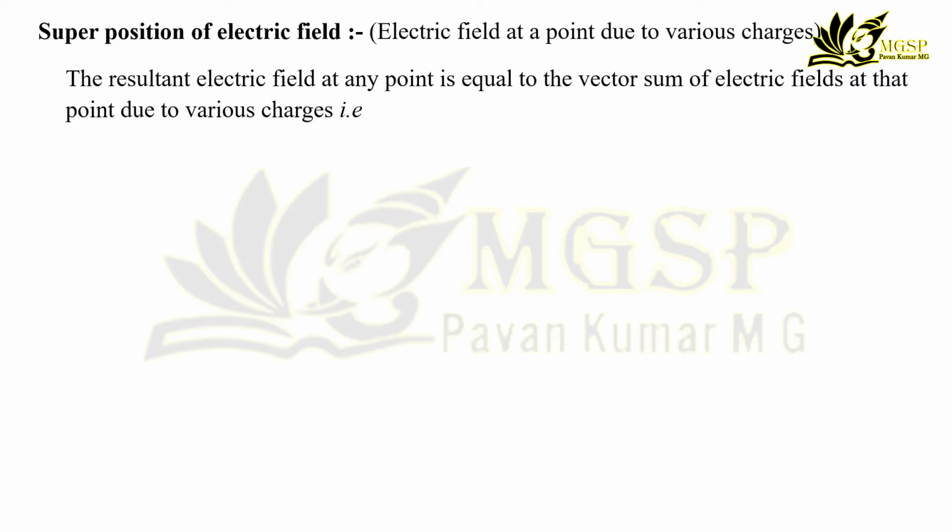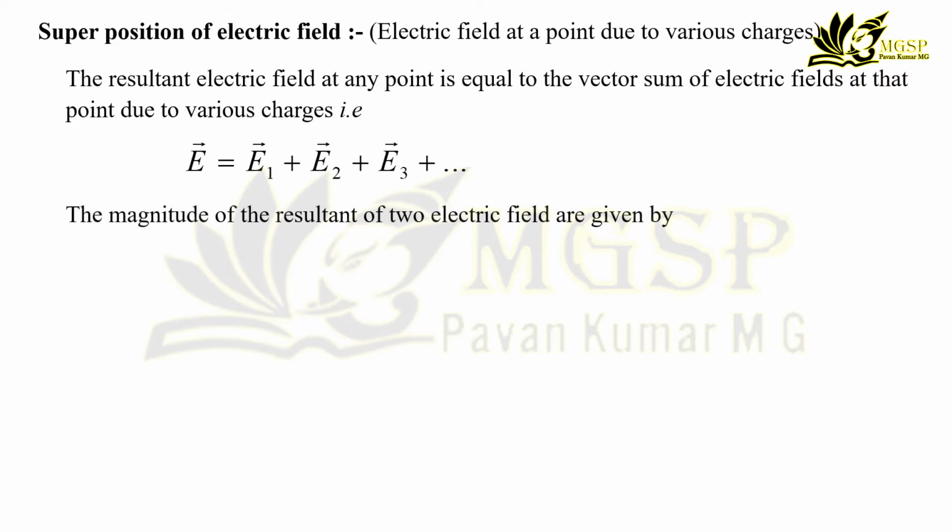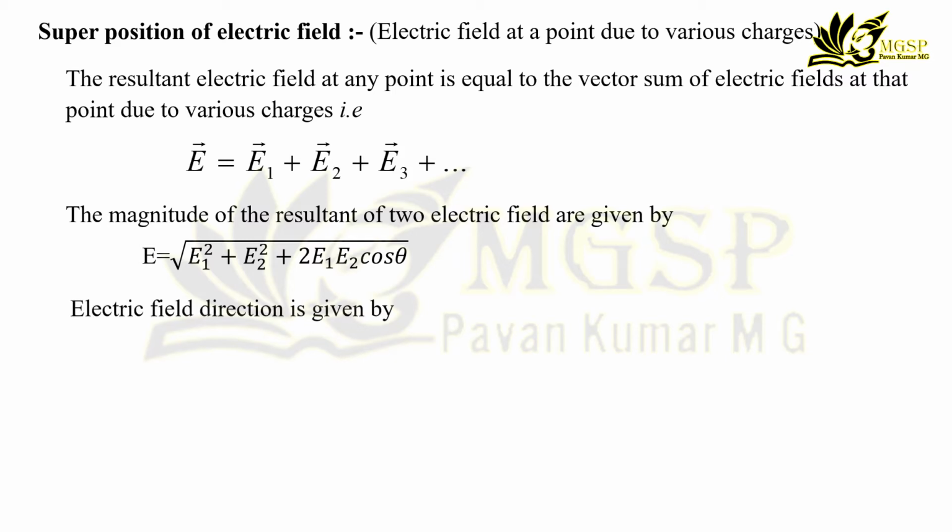Then the net electric field will be the sum of the electric fields of all the individual charges. That is E1, E2, E3 up to En. The magnitude of the resultant of two electric fields is given by E is equal to the square root of E1 square plus E2 square plus 2E1E2 cos theta.